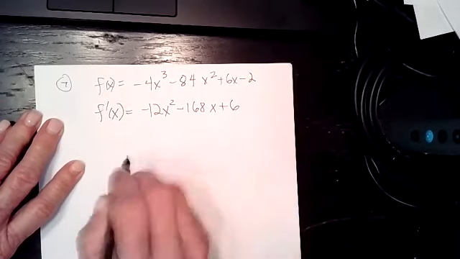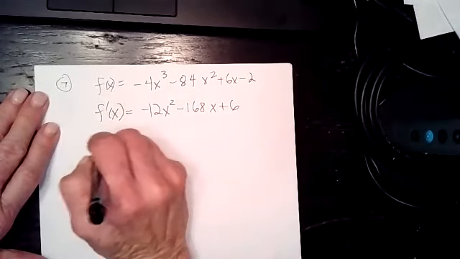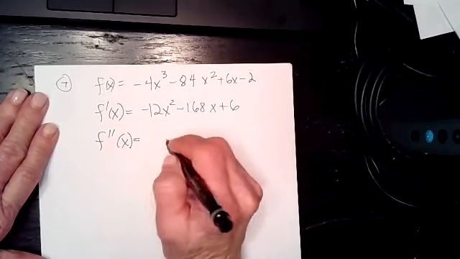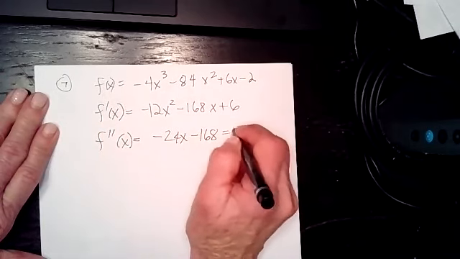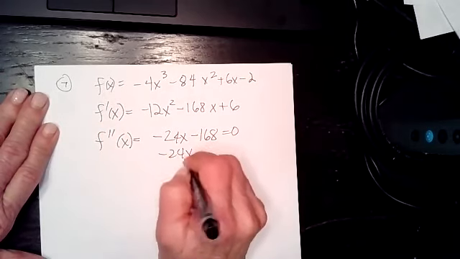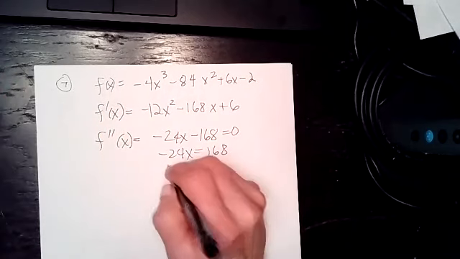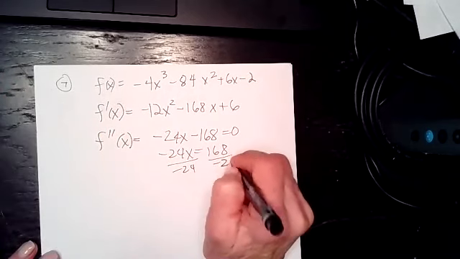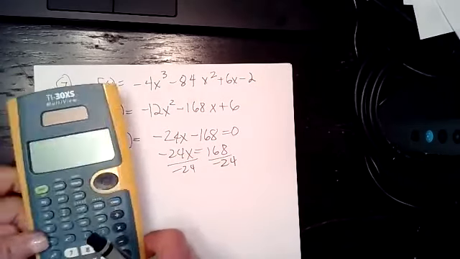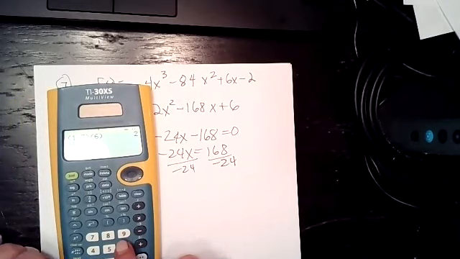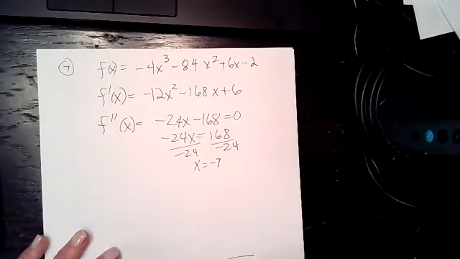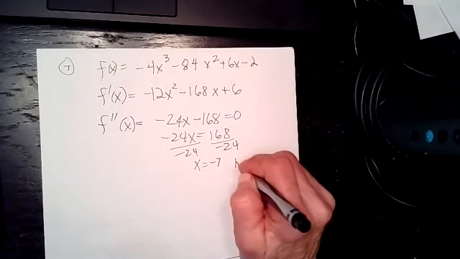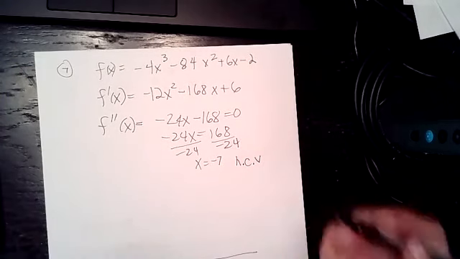Thank goodness I don't have to try to factor that, huh? Negative 24x minus 168, set it equal to 0. Divide by negative 24. So 168 divided by negative 24 is negative 7. So unlike the critical values, this is the hypercritical value. And they don't ask for it.